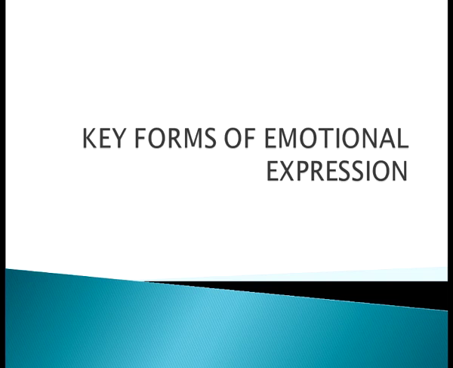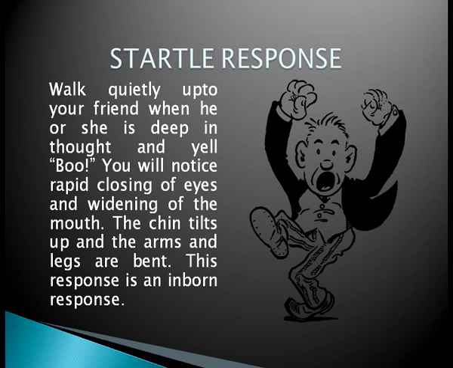Now let us come to the next point of discussion, which is the key forms of emotional expressions. So what are the key forms of emotional expressions? The first is the startled response. What is a startled response? Walk quietly up to your friend when he or she is deep in thought and yell boo. You will notice rapid closing of eyes and widening of the mouth. The chin tilts up and the arms and legs are bent.